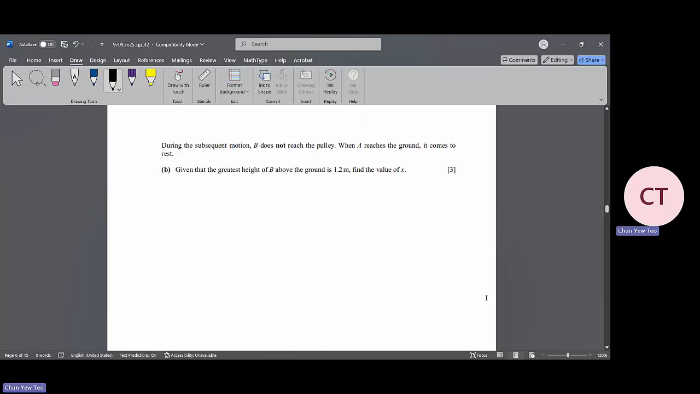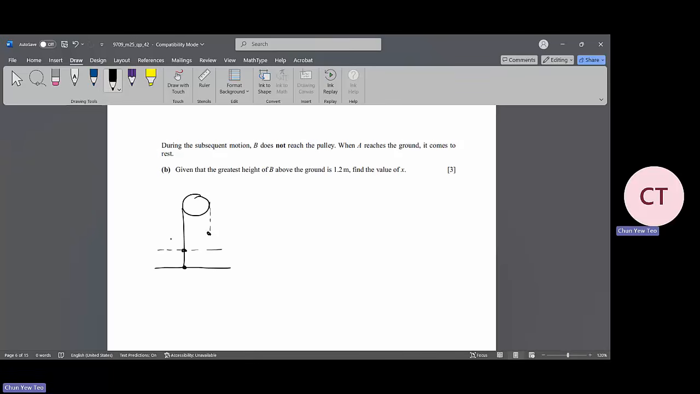During the subsequent motion, B does not reach the pulley. When A reaches the ground, it comes to rest. So when A reaches the ground, this is the original position. This is the ground. So that means B is over here right now.